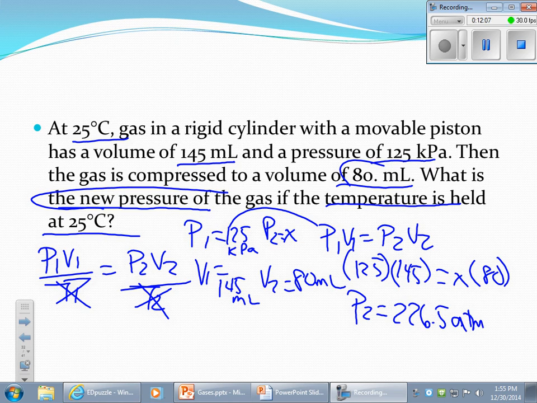This should make sense to you because our volume is going down. The volume was at 145 and it went to 80. Remember that if volume goes down, pressure, being inverse, should go up. So if the pressure was at 125, our new pressure should be something higher. So 226 makes sense.